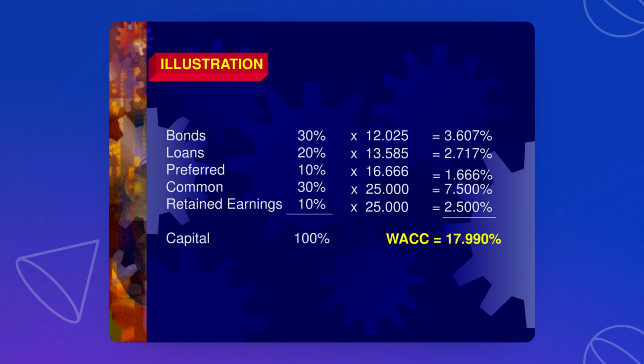Don't worry, class, we have computations about this one. And how much is your average cost of capital? So the answer here is 17.990. Again, don't worry, we have an explanation on how to compute for this one.